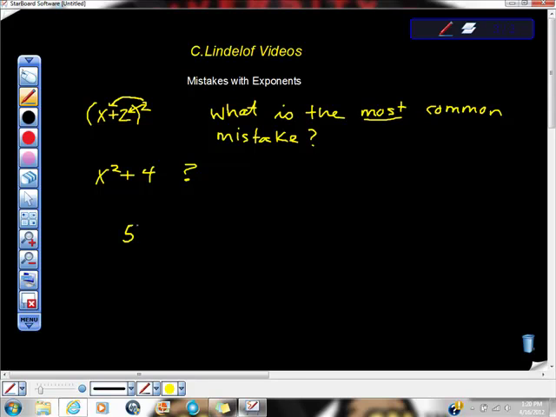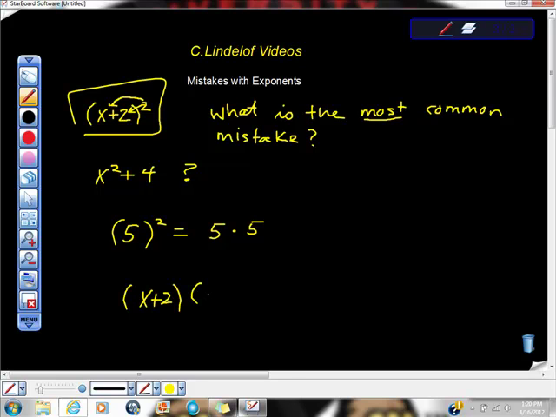It says that it's like saying 5 squared, and 5 squared means 5 times 5. So this would have to mean x plus 2 times x plus 2. And when we distributed the 2 in, we got this answer. Let's see what we get with this one. We're going to expand this. Everybody wants to say FOIL this. We're going to use FOIL to expand it.